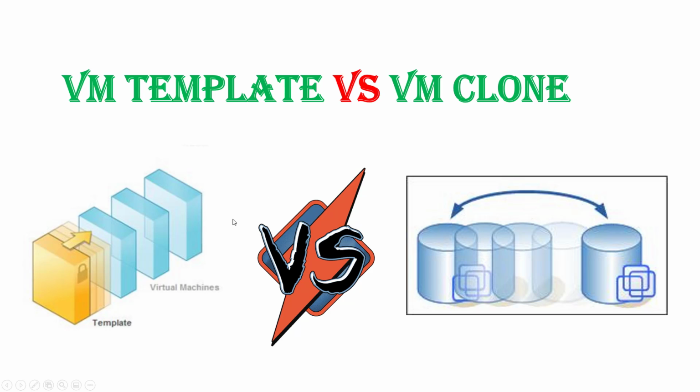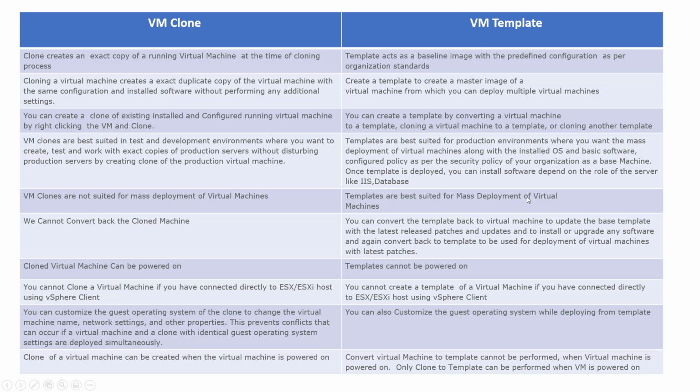So in this video, I'm going to talk about a comparison table with real-time examples of when to use VM clone and when to use VM templates. Let's get started. So first point when it comes to VM clone, as we are aware that clone creates an exact copy of a running virtual machine at the time of cloning process. So we can clone the virtual machine when it is powered on or powered off. We are aware about it.